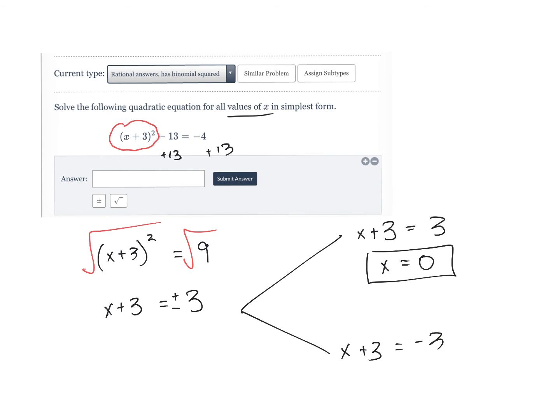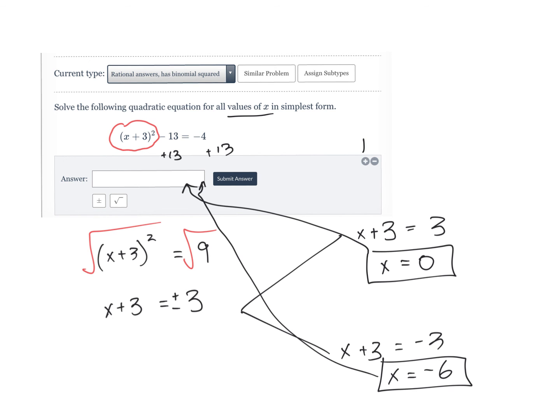X equals 0 is one answer. And x equals negative 6 is the other answer, okay? So this we will put it in here and another one with the plus symbol.